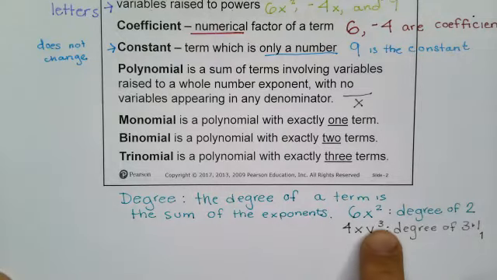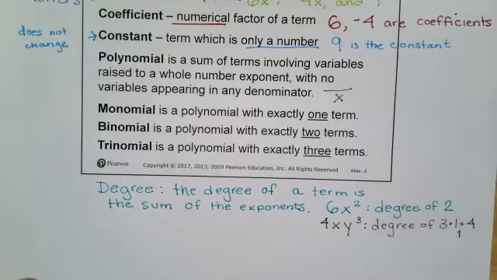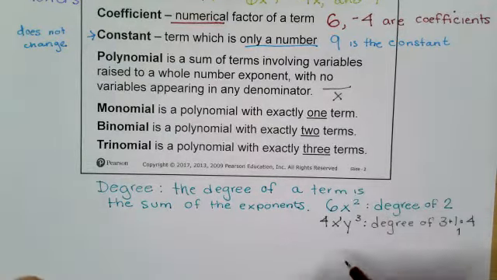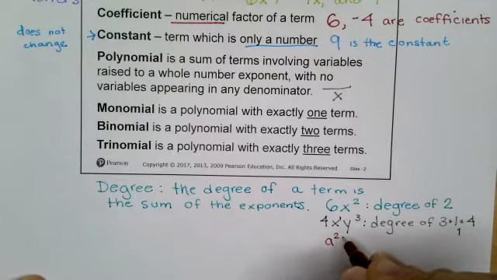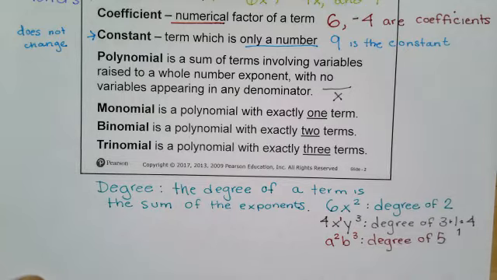You're adding that third degree and that single degree. You get a degree of 4. That was kind of a tricky one because of that unlabeled, understood 1. But if you had a squared b to the third, that's a degree of 5 because we added 3 and 2. Good. The degree of a term is the sum of the exponents. The degree of a polynomial is the largest degree in the polynomial.